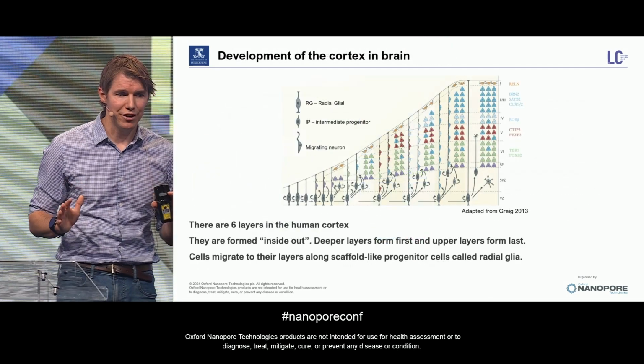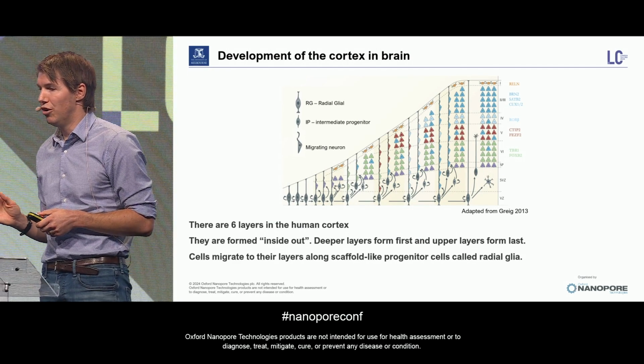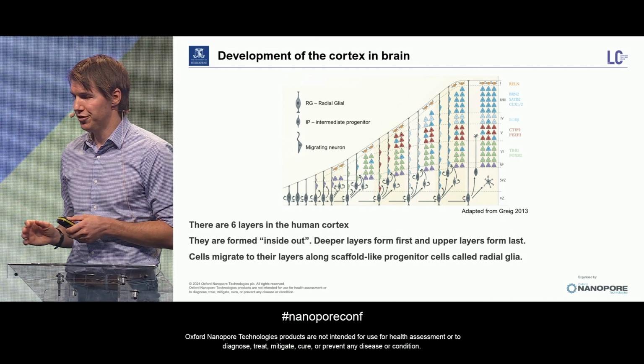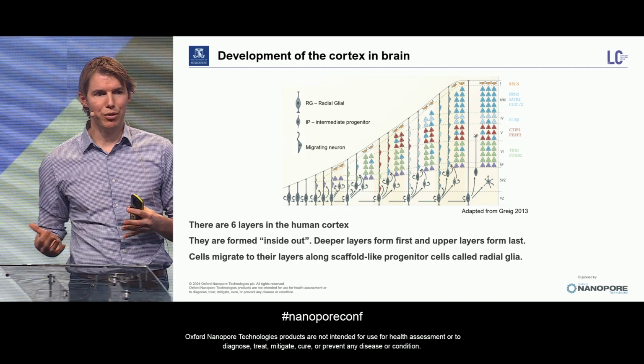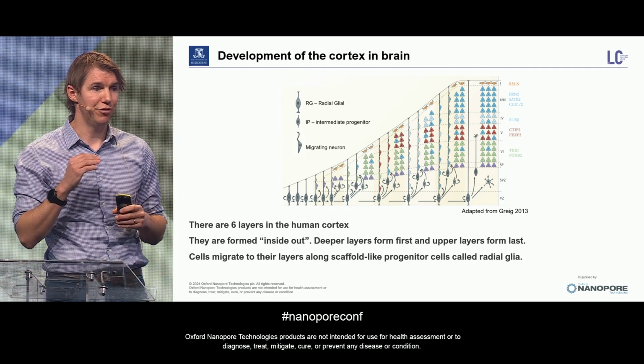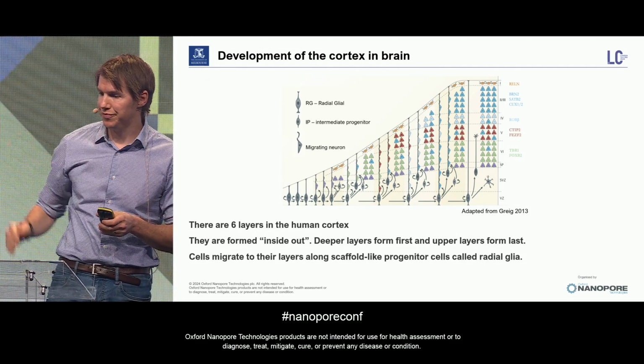Okay, so back to the brain. The particular part of the brain we've been looking at the development of is the cortex, which has a really amazing developmental process. It's called an inside-out process, where the deeper layers of the cortex develop first, and then the upper layers progressively develop later.